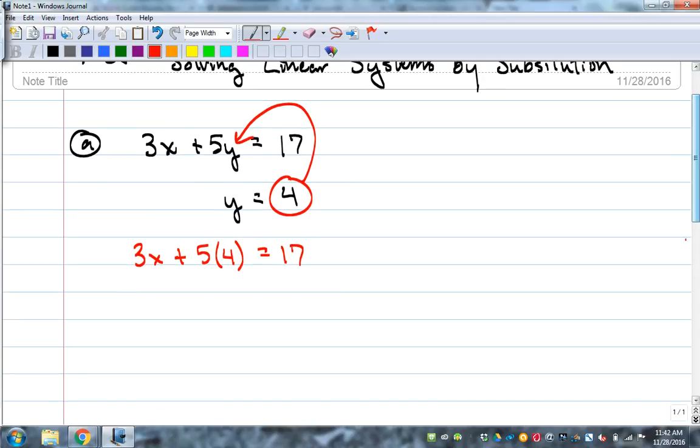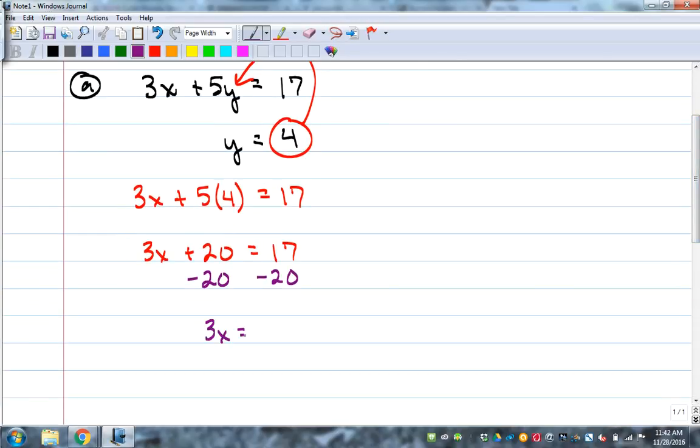And now we've got an equation that's only got x's in it. So we have 3x plus 20 is equal to 17. And then how do we solve that? Subtract the 20 from both sides. 17 minus 20 would be negative 3, and then divide by 3, x is equal to negative 1. So we get x is equal to negative 1. We already know that y is equal to what? 4. So we have this ordered pair that's the solution, negative 1, positive 4.